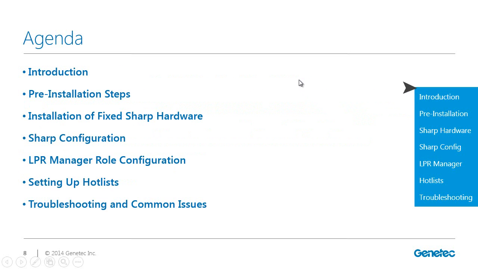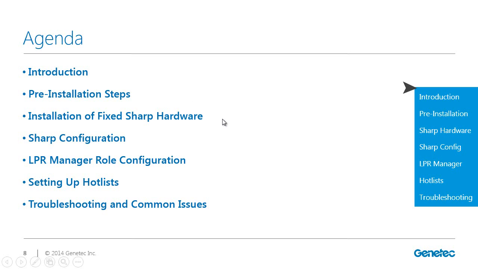Now moving on to the agenda, the first thing we're going to do is have a look at a brief introduction to the AutoVu system and the hardware and what it can do for you. We're going to cover the pre-installation steps following that and discuss the site survey, the camera position, network ports, and other important information you need to know before getting started.